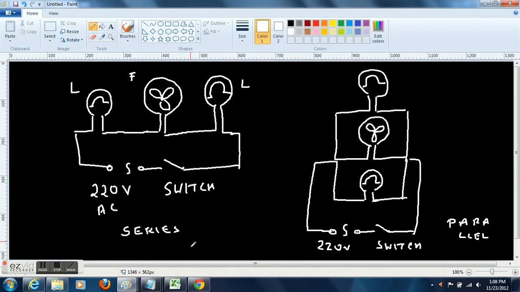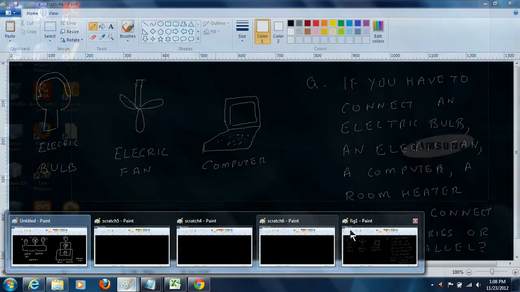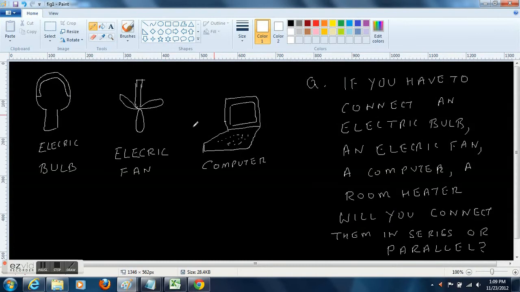Okay, let us take two examples. Okay, no, this is the wrong one. Okay, let me pull the right figure. Here, suppose you have an electric bulb, you have an electric fan, and you have a computer. Okay, I know this is not a very good diagram, but somehow please bear with me for a while.